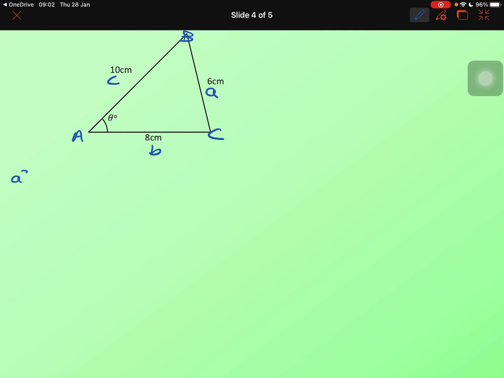So A squared equals B squared plus C squared, subtract 2BC cos A. The more you write it down, guys, the easier it's going to be to remember. It might well be worthwhile if you write it down every single time you do one of these questions. It means that you'll remember it a little bit easier. Now we can sub in.